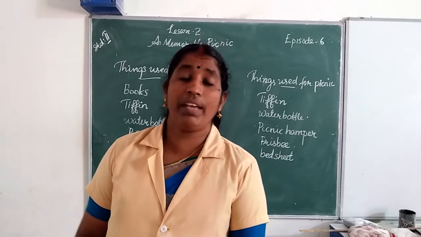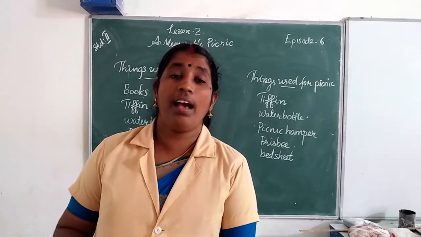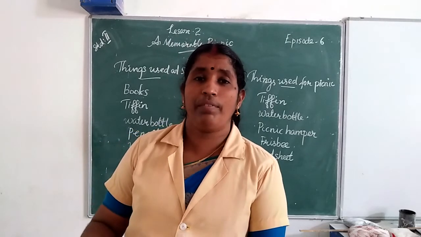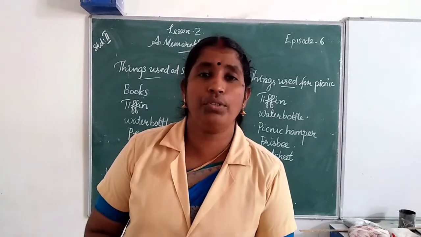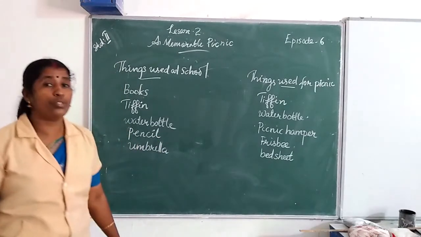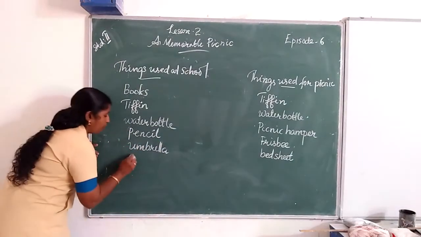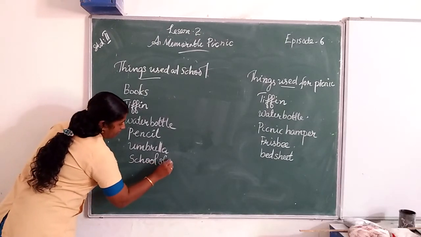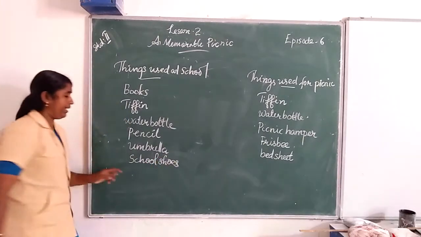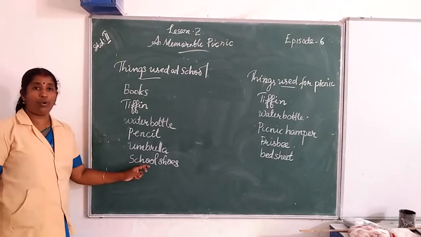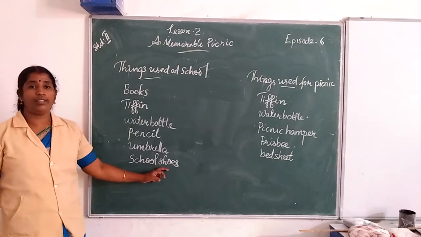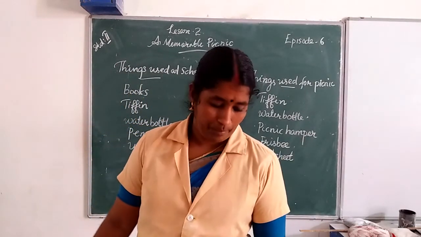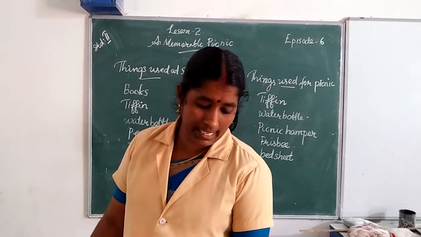School shoes. Where do we wear school shoes? We wear school shoes when we go to school. Let us write school shoes in the first column. Spelling: S-C-H-O-O-L-S-H-O-E-S. Do you finish writing? Yes. Then which is the next thing?